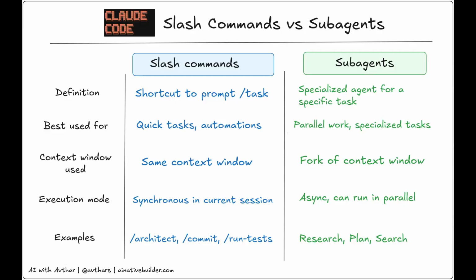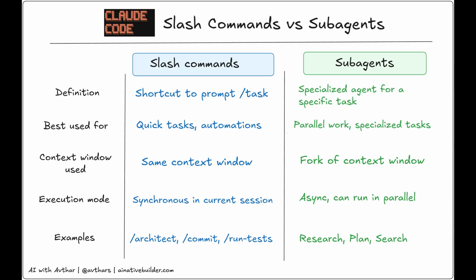It uses the same context window as your main conversation. In contrast, a sub-agent is a specialized agent for a specific task. It uses a fork of your context window, which means that it's unrelated to your main conversation and other sub-agents. Now, this means that sub-agents don't know about each other. This makes them perfect for parallel work and specialized tasks that need focused context.